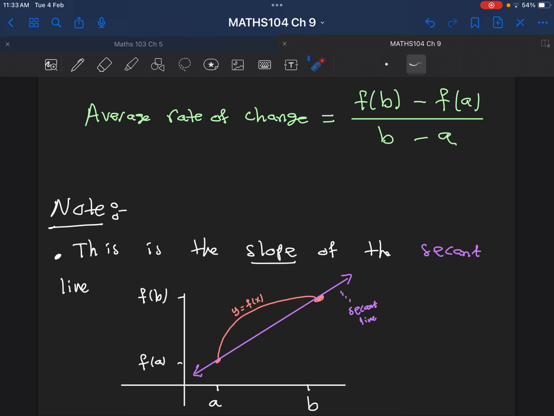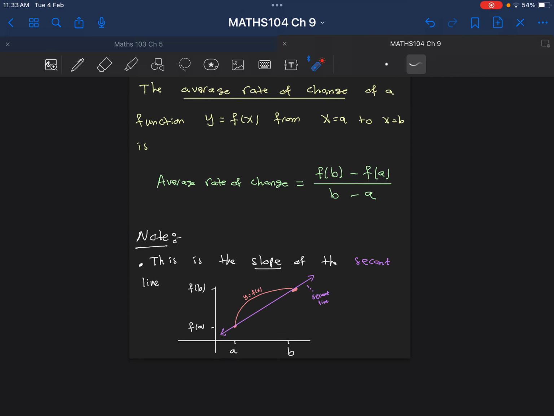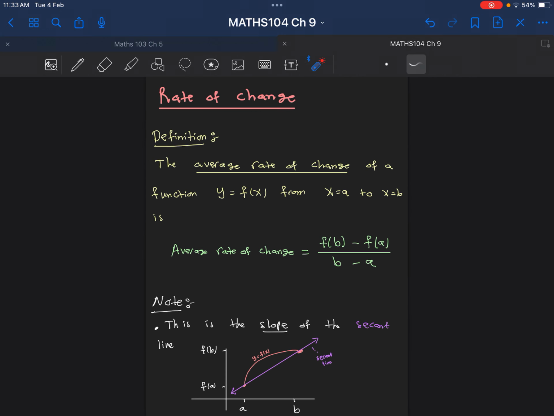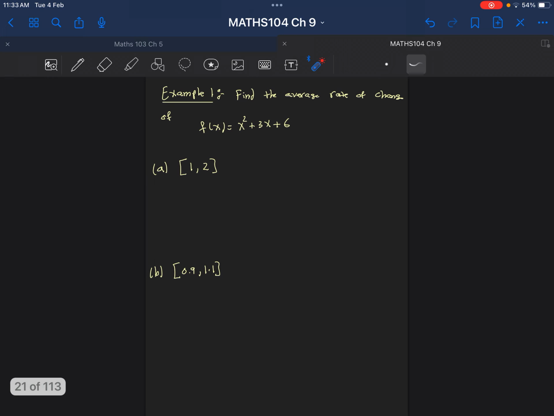The function itself could go as a curve, but if we just join those 2 points by a line, this line is called the secant line, and the slope of the secant line is what we call the average rate of change. That's the first thing we learned: the average rate of change is the slope of the secant line. It's given by y2 minus y1 over x2 minus x1.